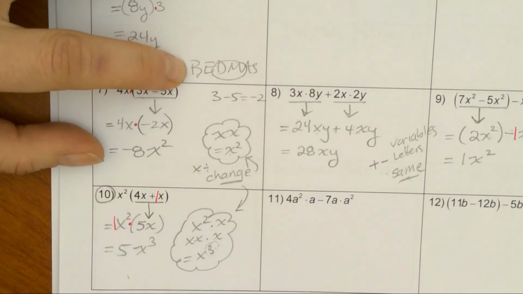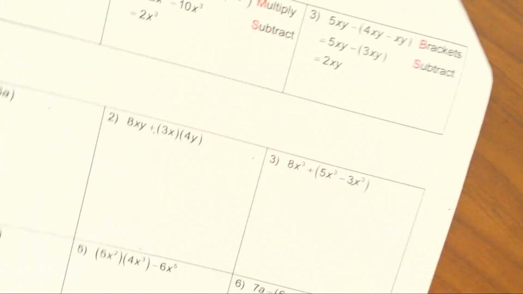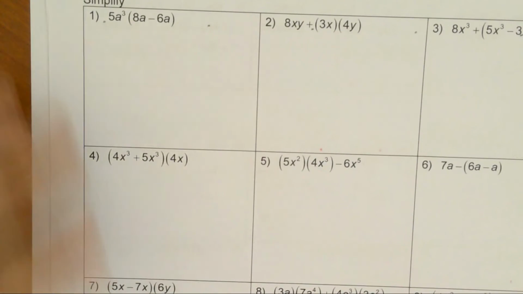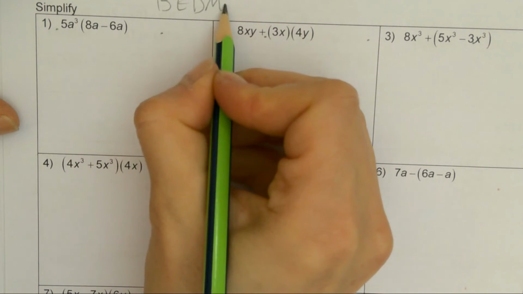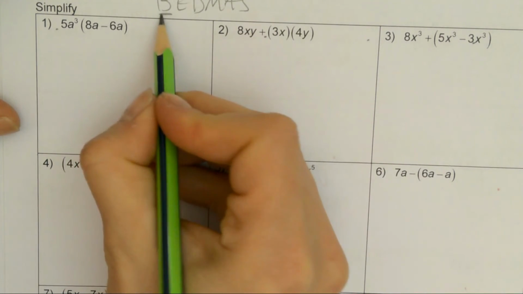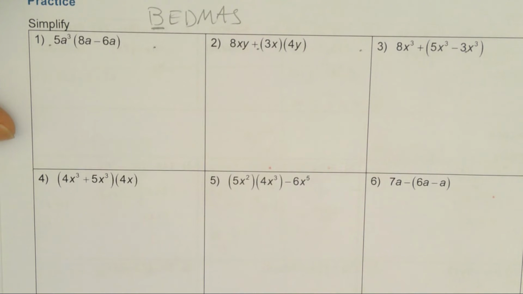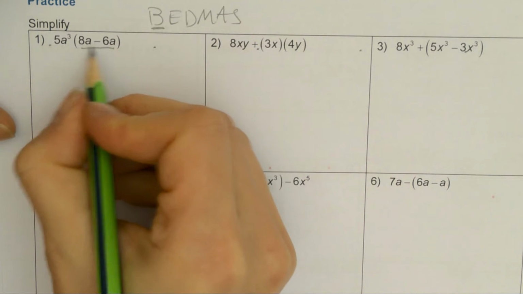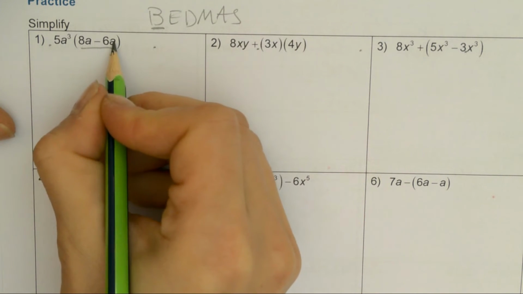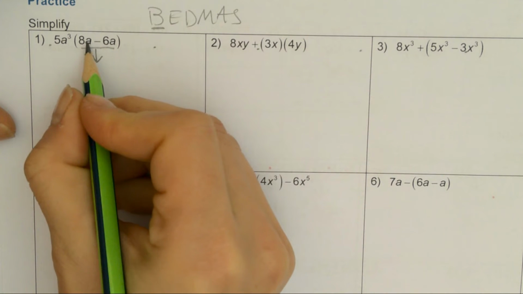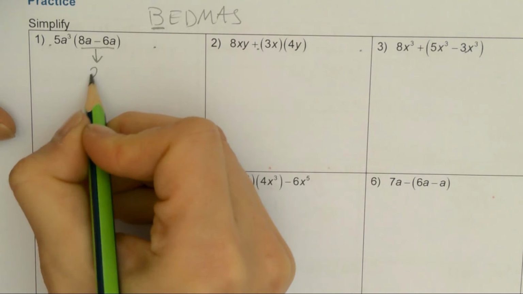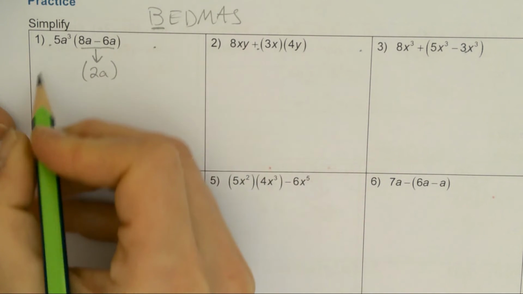Okay, let's go to page 10. The next page. Okay, let's write BEDMAS. Inside the brackets first. So here's my brackets. Can I put them together? A. Yes, they are like terms, so I can put them together. 8 apples subtract 6 apples means I have 2 apples. Keep my brackets.